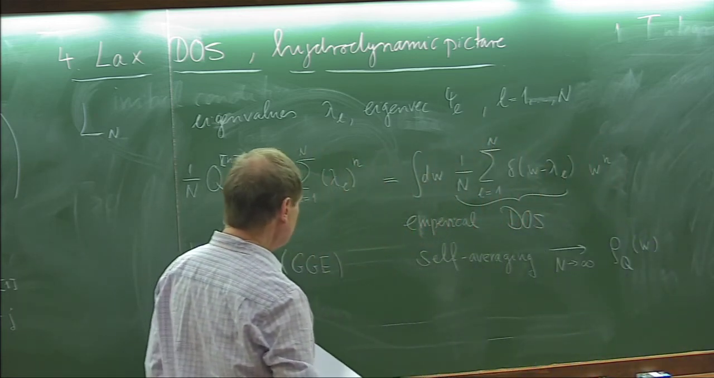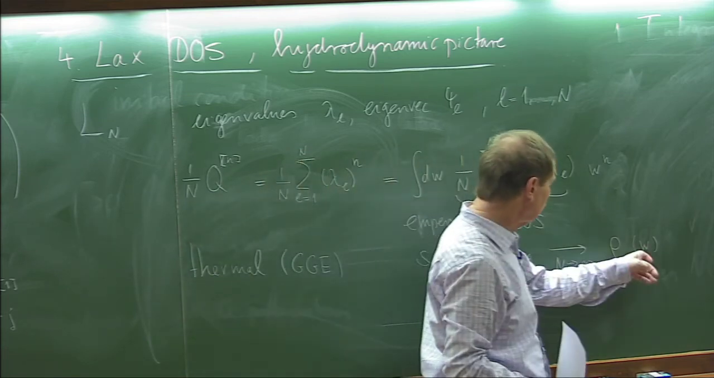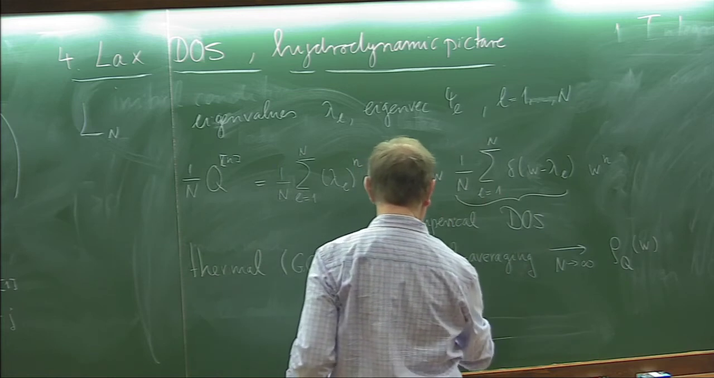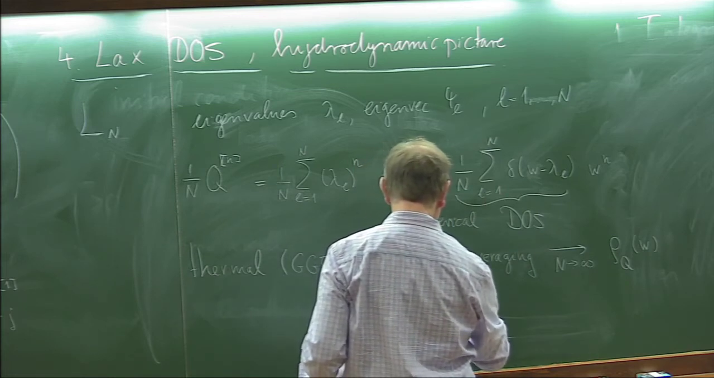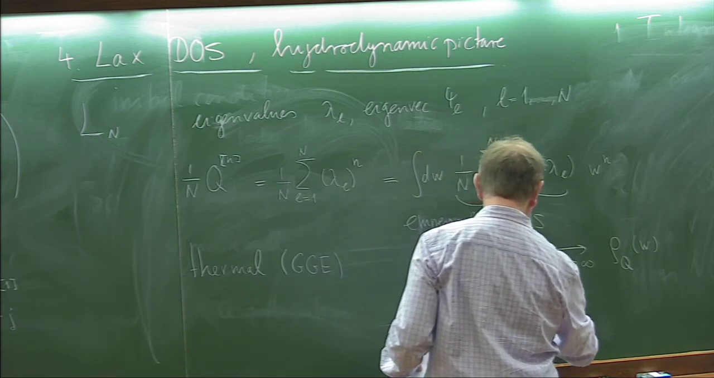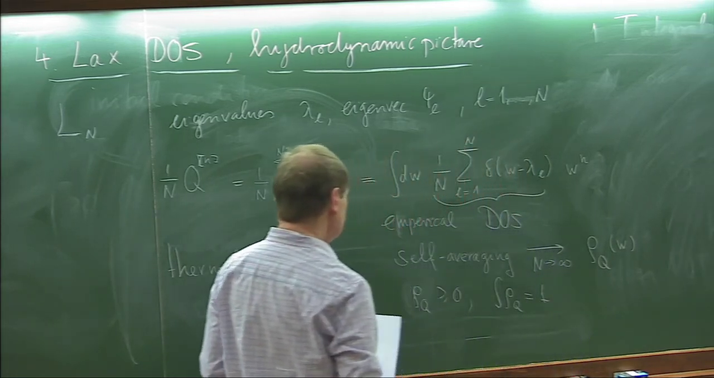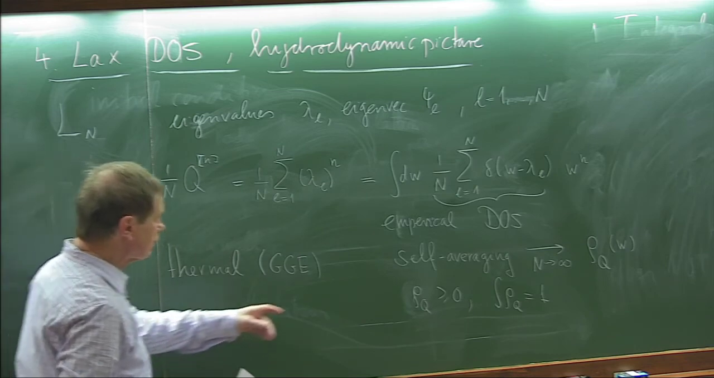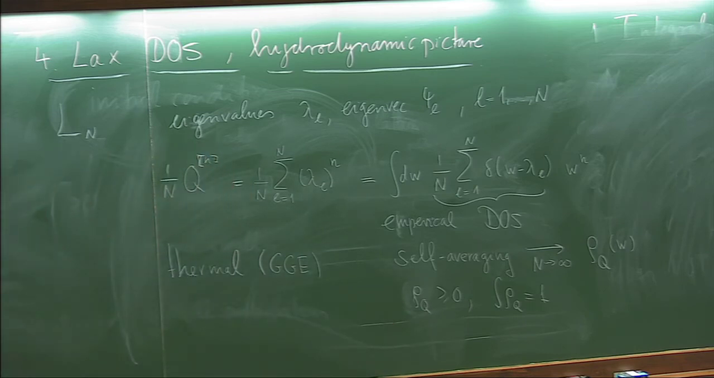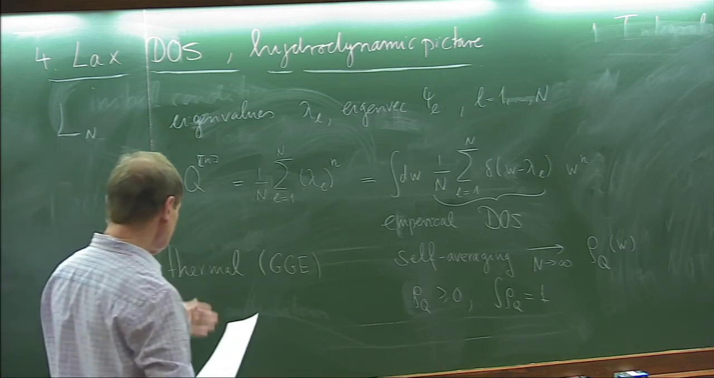By construction, rho_q is larger than or equal to 0, and the integral over rho_q is equal to 1. The moments of that distribution will give, in the infinite volume limit, just the expected values of the densities, or if you want, the average values of the energy in this case. Okay.